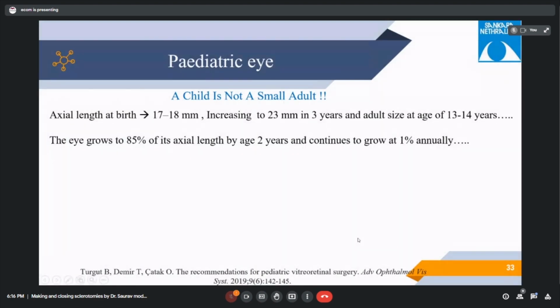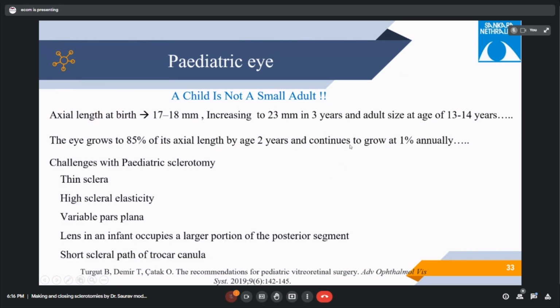In the pediatric eye, the eye grows to 85% of its axial length by the age of 2 years, and it continues to grow. So the challenges with pediatric sclerotomies are the thin sclera, high scleral elasticity, variable pars plana, the lens usually occupying a larger portion of the posterior segment, and the short intrascleral path of the cannula.